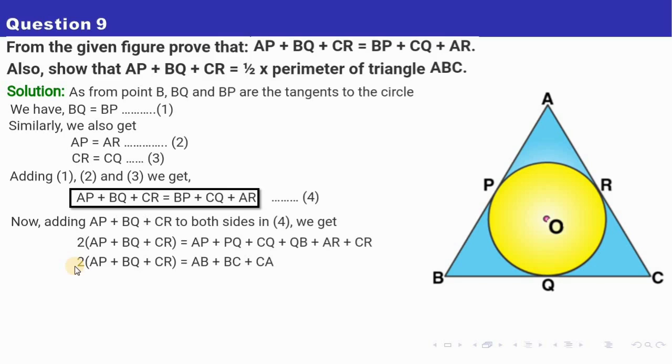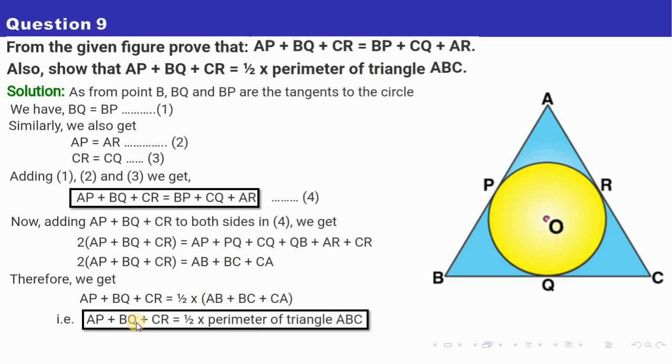So take this 2 to the denominator, and you will get AP plus BQ plus CR equals half of the very same quantity. And what is this? This AB plus BC plus CA is nothing but the perimeter, as I said in the beginning. Okay, so that's why we have shown that AP plus BQ plus CR is equal to half of the perimeter of triangle ABC.